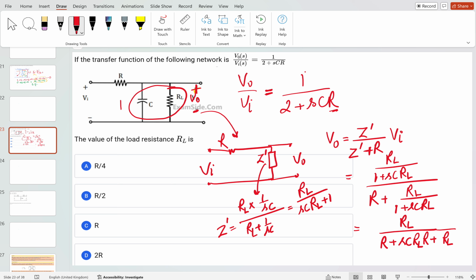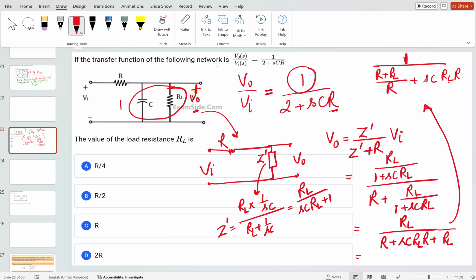In the numerator, if you see there is a 1, it means that you have to divide by RL to make the numerator 1. When you divide the numerator and denominator by RL, it will become 1 divided by R plus RL by R plus SCR, or you can simply say RL divided by RL. So here, this is simply equal to 1 plus RL by R.